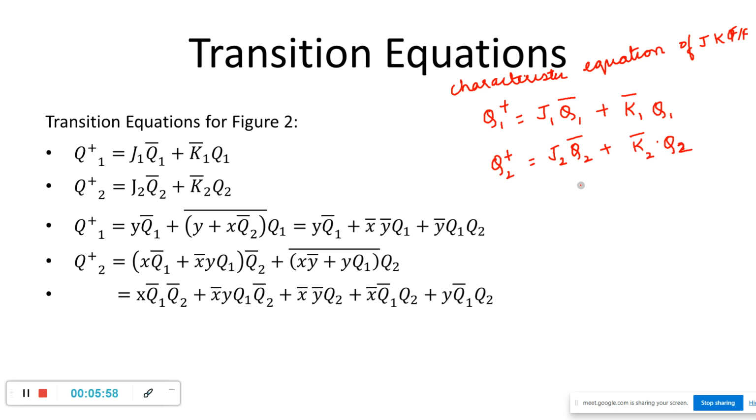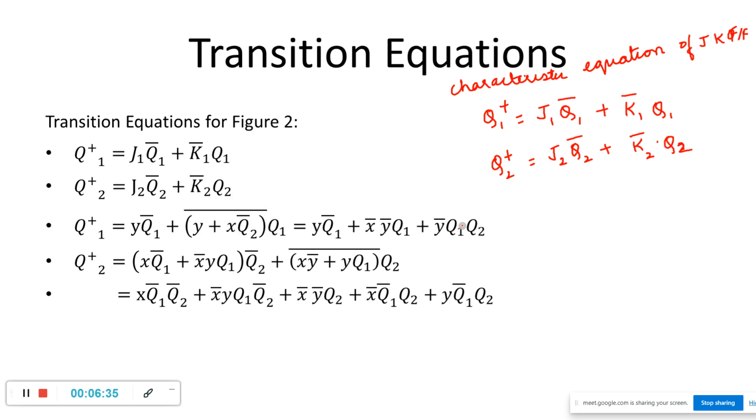Now next, what you have to do here is, you have Q1 plus in the equations, and you have equations like J1 equal to what, K1 equal to what. You have to substitute J1 and K1. See here, J1 equal to Y, so Y into Q1 bar plus K1 is equal to Y plus X Q2 bar. K1 bar, so we have taken the bar of it, into Q1. Simplify this, you will get the expression.